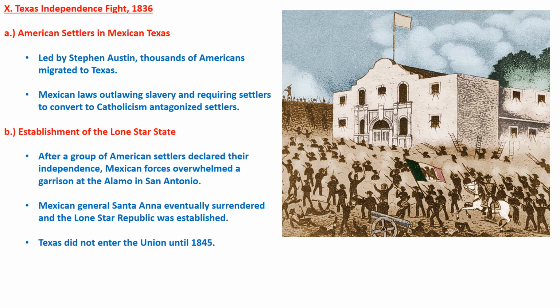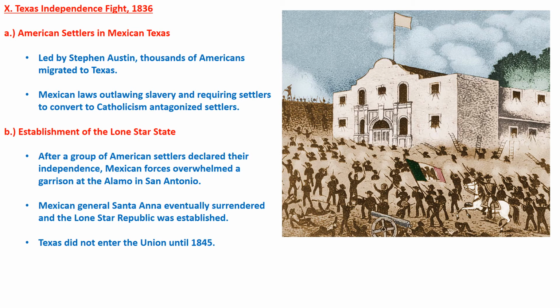Next, we have dramatic westward expansion during the 1840s. This really begins a little bit prior to that with the fight for Texan independence in the 1830s. Led by Stephen Austin, thousands of Americans had migrated to Texas at the invitation of the Mexican government, which wanted to settle and develop the region.